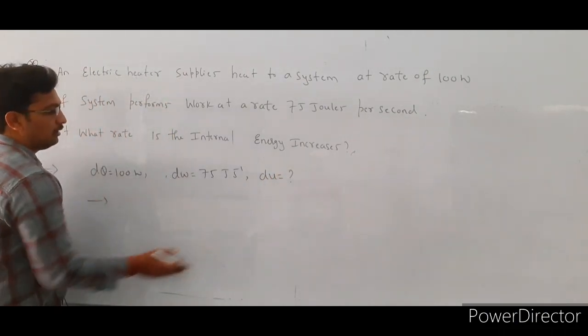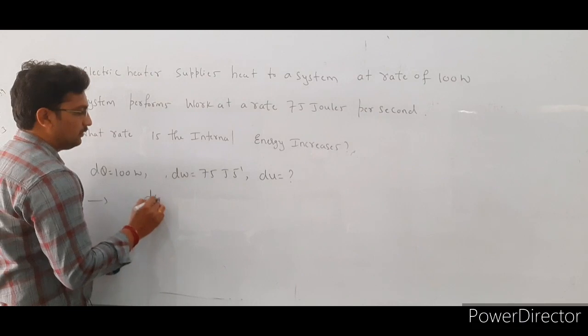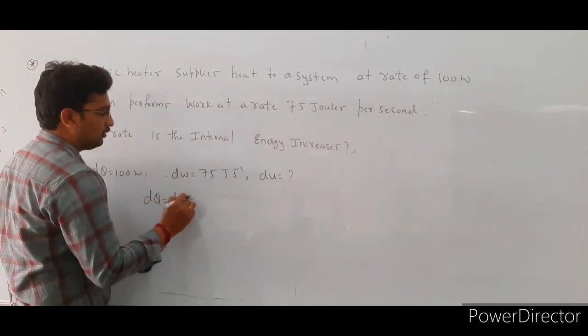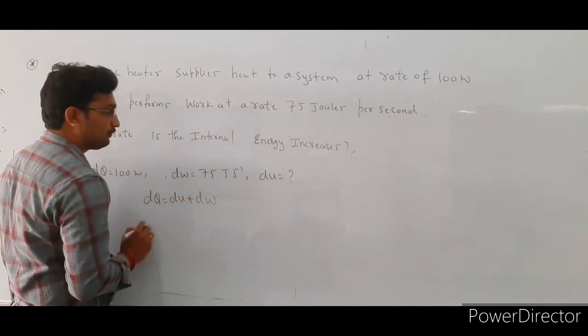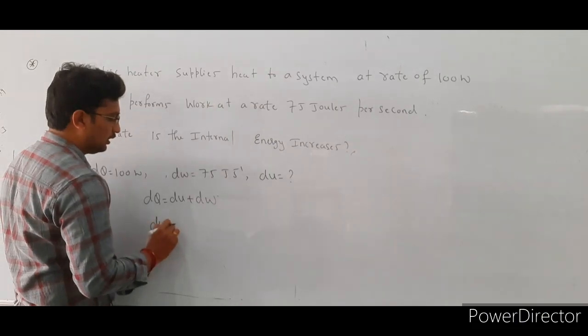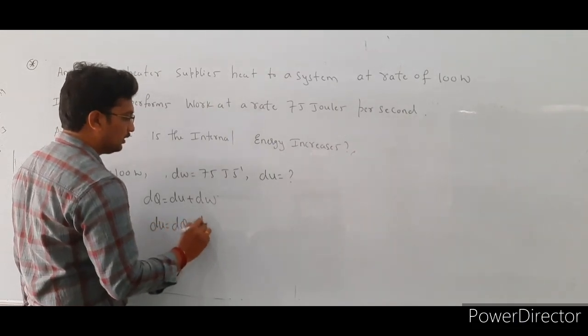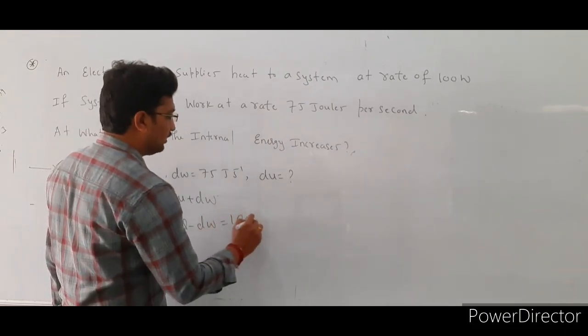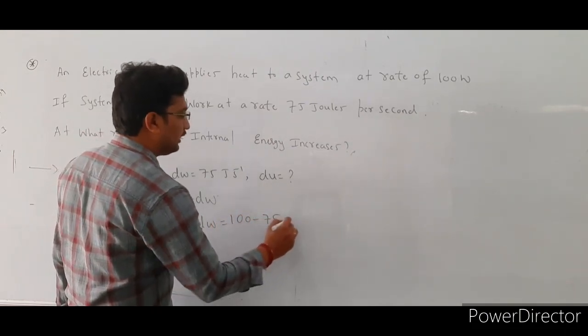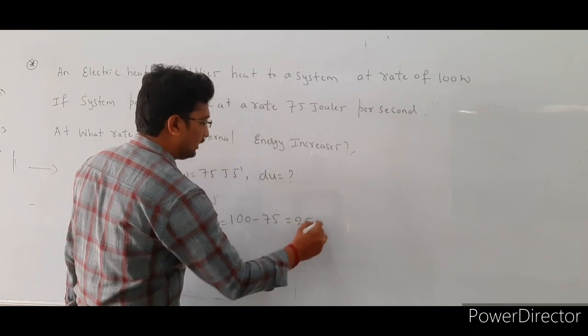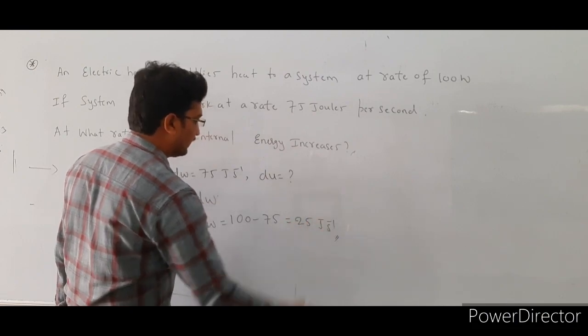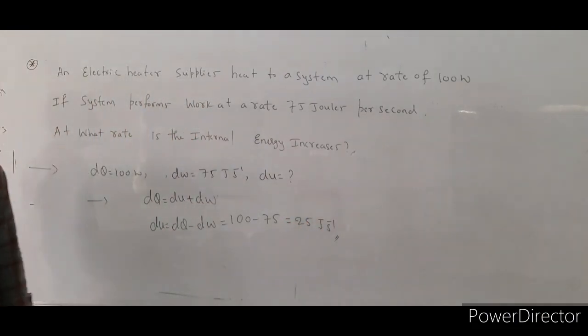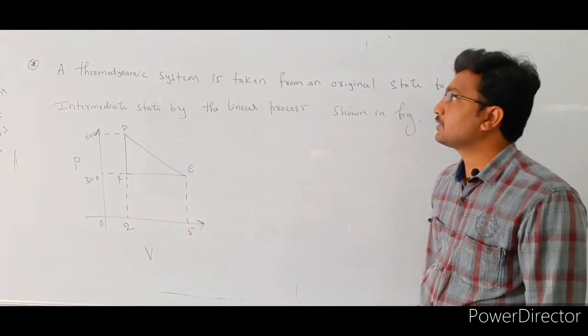From the thermodynamic first law, dQ is equal to dU plus dW. From this one, dU is equal to dQ minus dW, right? So dQ value is 100 watt, dW value is 75, the difference is 25 joules per second. See the next problem here.